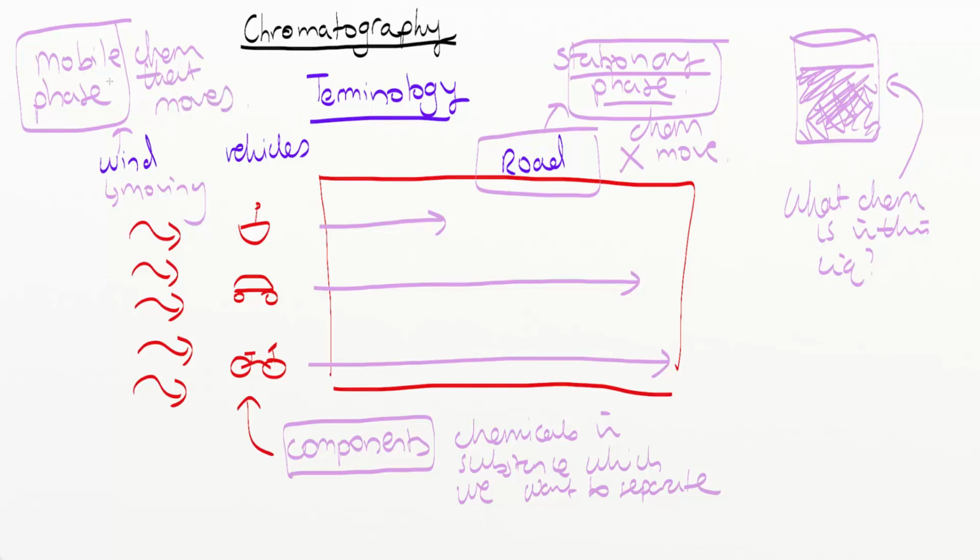Okay, so we have 3 things that we need to look at so far. 1, which is the components, the individual chemicals that we want to separate from our mixture. 2, the stationary phase, which is a chemical in the chromatography setup that does not move. And 3, the mobile phase, which is a chemical in the chromatography setup which does move.